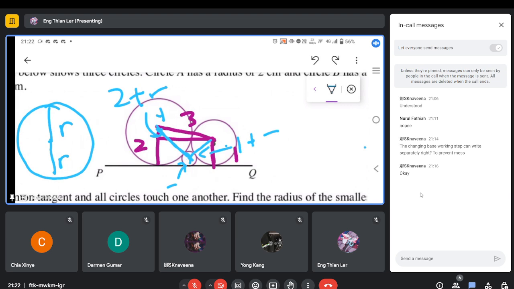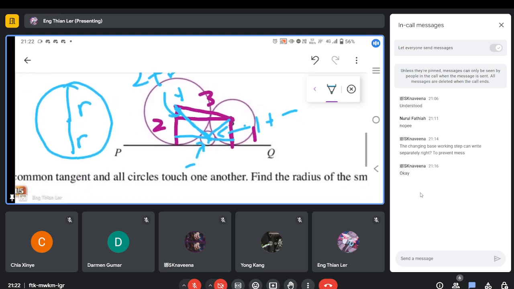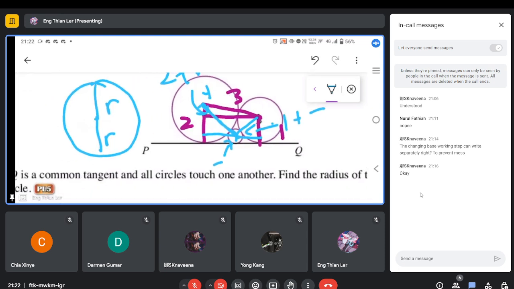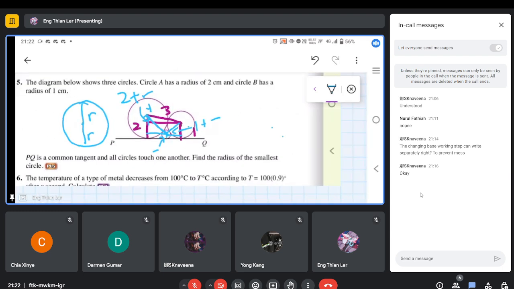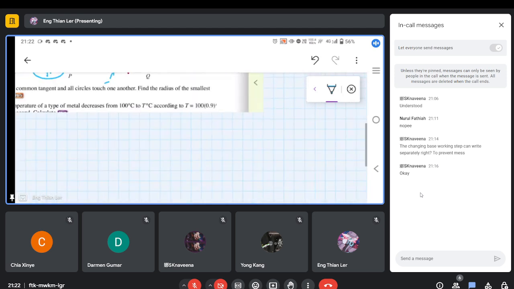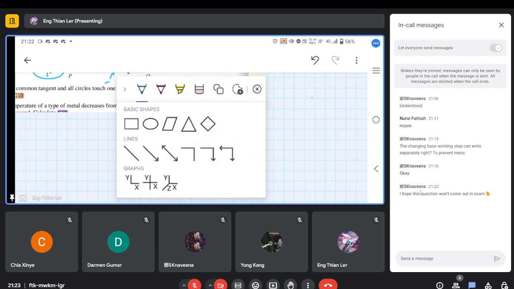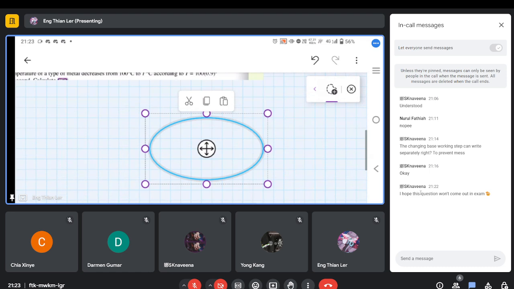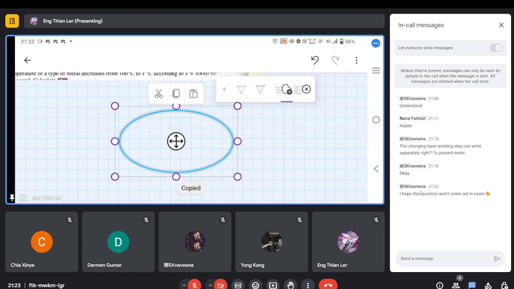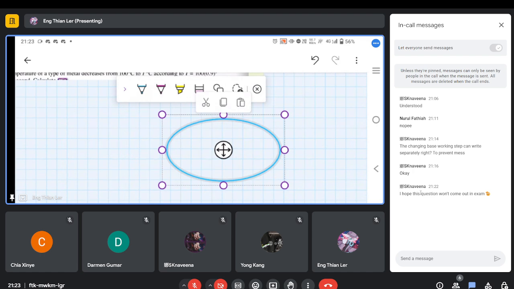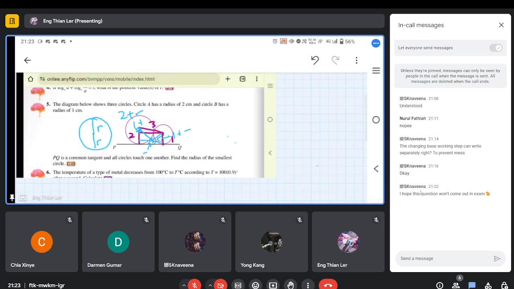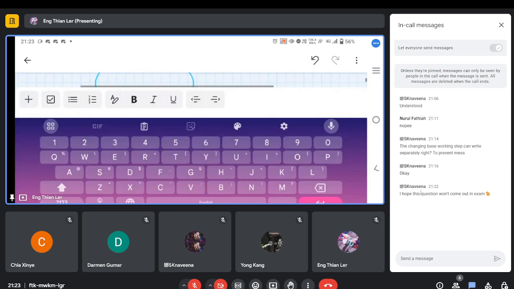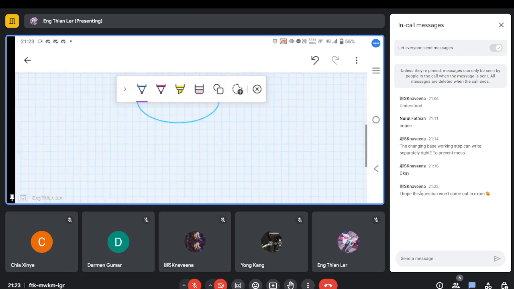we need to compare this blue line with this purple line. So how do we do that? First, we need to look at this. This is 2 plus R. This from this to this. There must be a way, right? I'll just draw a random circle. Use sketch circle. Never mind, I will freehand draw a circle.